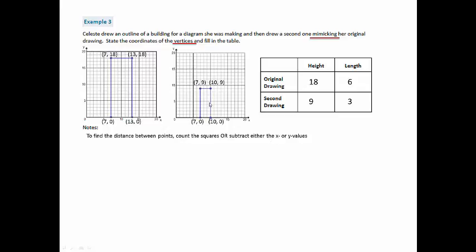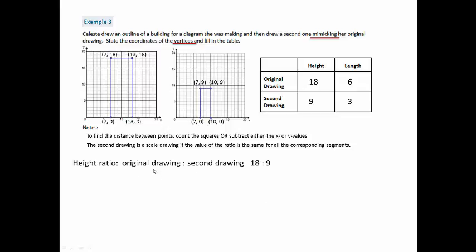Now, I need to see if this is a scale drawing of this one. The second drawing is a scale drawing if the value of the ratio is the same for all the corresponding segments. So the height in our original drawing corresponds to the height in our scale drawing, or my second drawing anyway. And the length corresponds to the length here. So I'm going to see if the ratio between the heights of the first and second drawing and the lengths of the first and second drawing are the same.